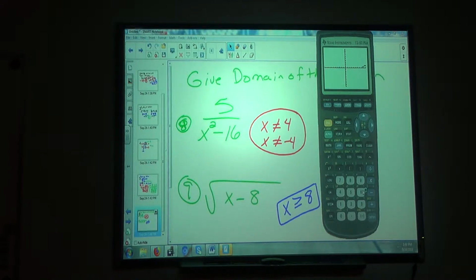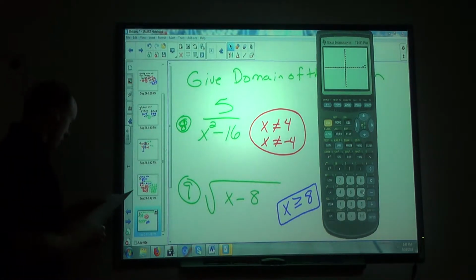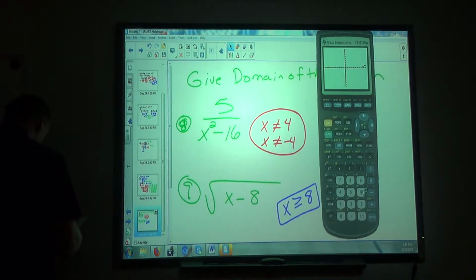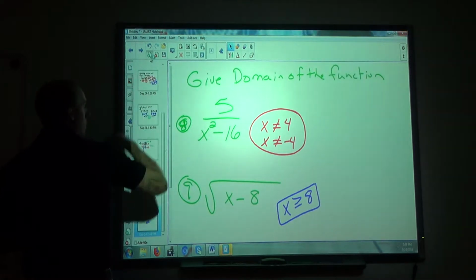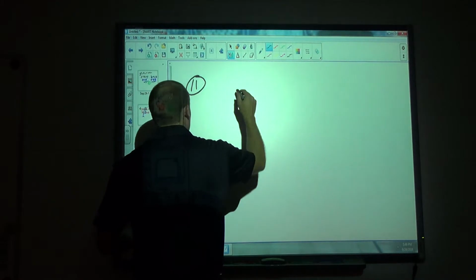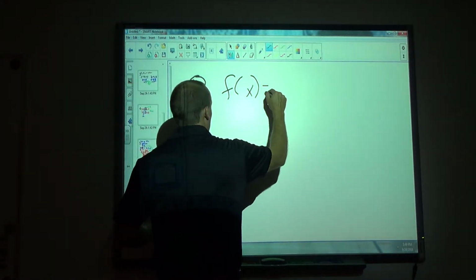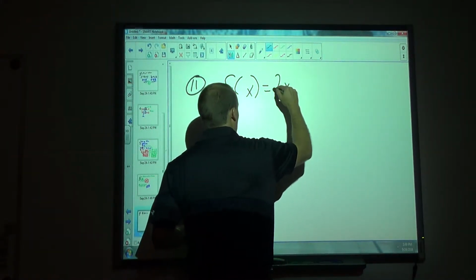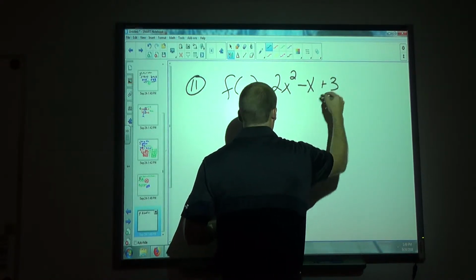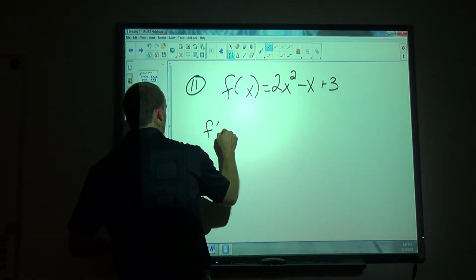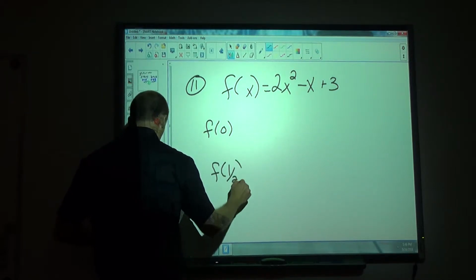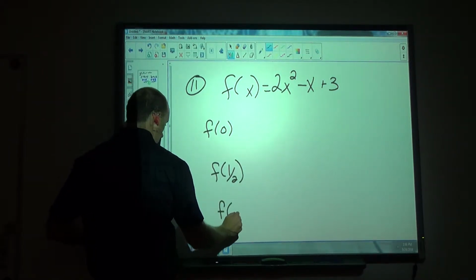Would have to be 10. Huh? Well, that was 10. Or that was actually, this was 9 and 10 actually. 8 was the other one. We're just getting wild. So technically this would be number 11. So I got an equation. Okay, I want you to find f of 0, f of half, and f of negative 2.